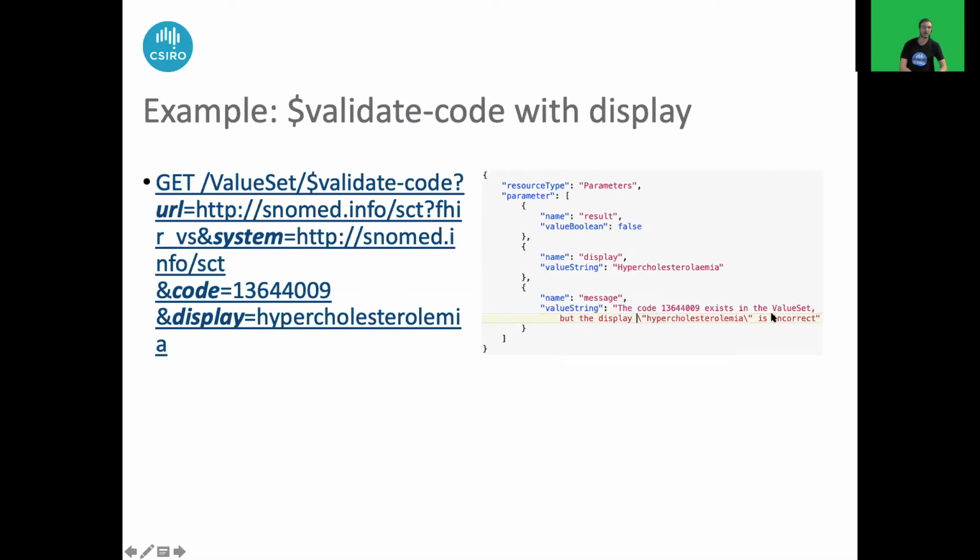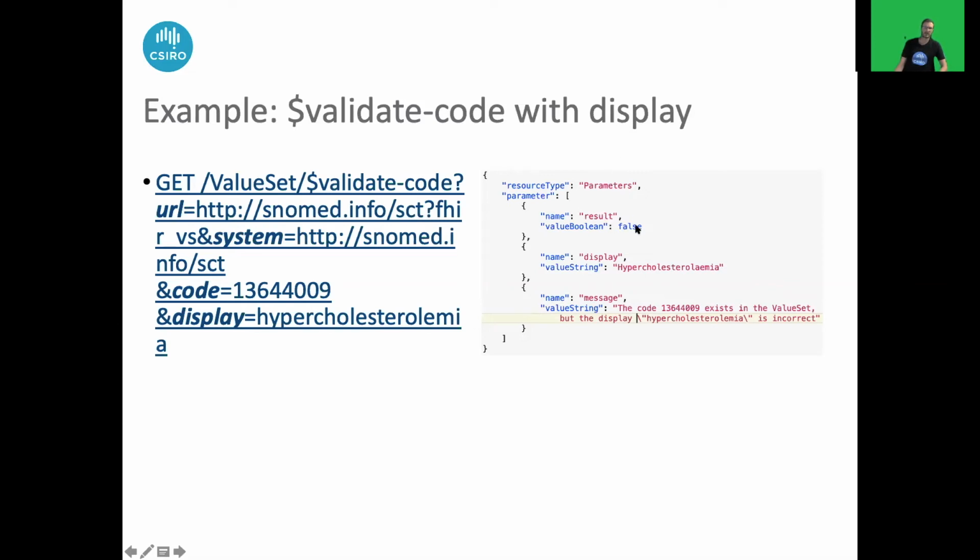Another example of the validate code operation here. In this case, once again, we're going to use the value set all of SNOMED. And we're going to pass in a SNOMED code, in this case 136440009, and the display term that we've been provided with for this code is hypercholesterolemia. And when we send through this request, the server will come back and tell us some more information.